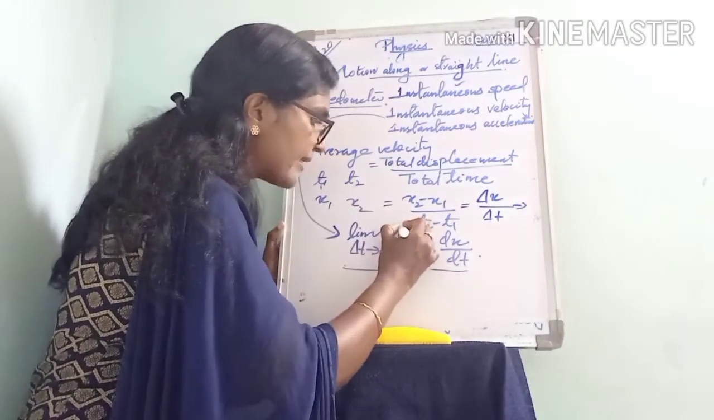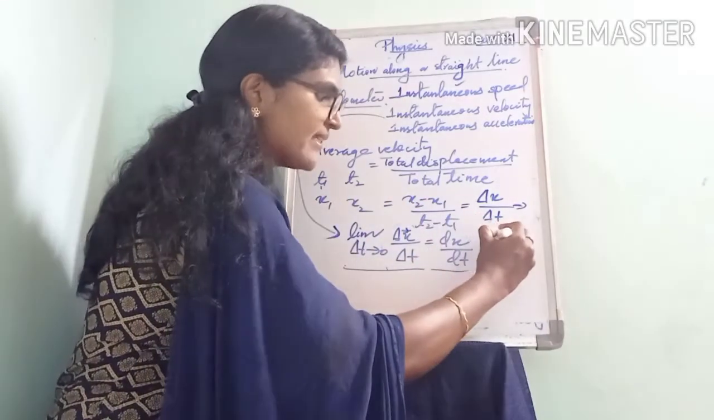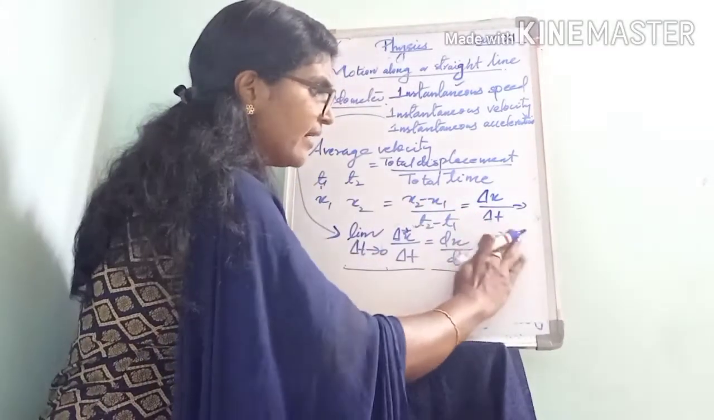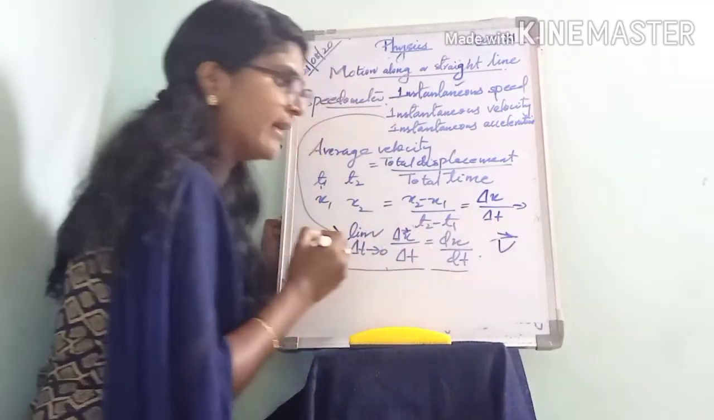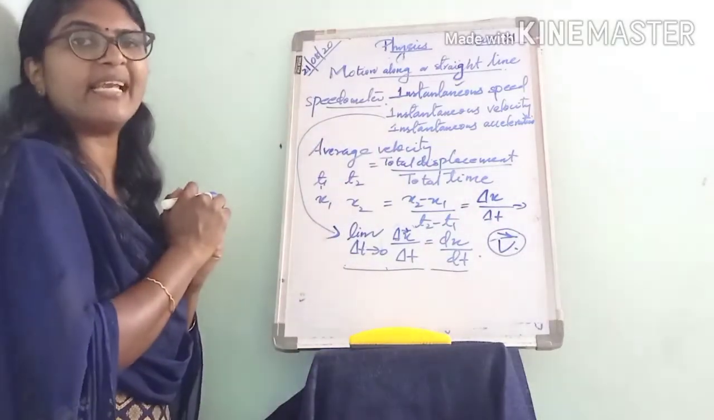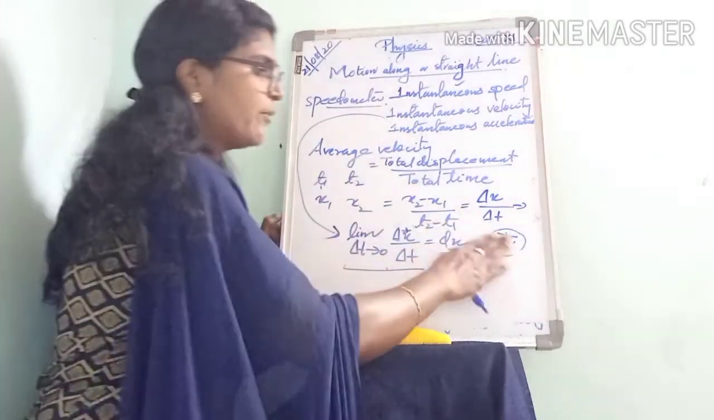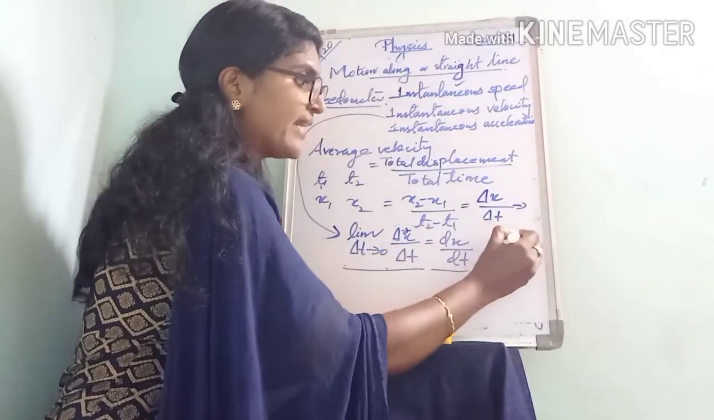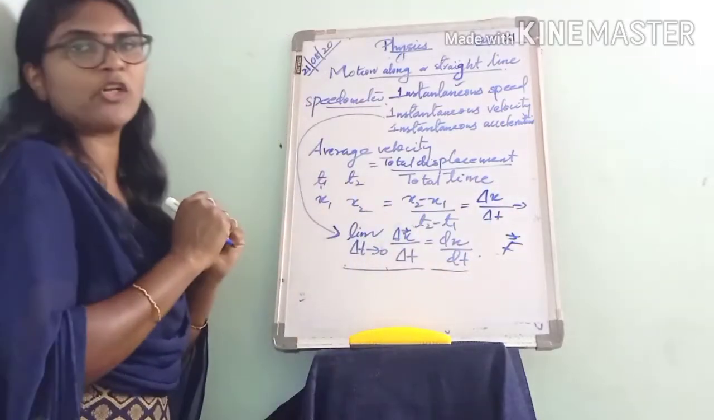To differentiate this instantaneous velocity from the instantaneous speed, I will put the vector symbol here. Vector quantities are represented by a straight line with an arrow. Suppose this is velocity; if we put an arrow here, it indicates it is a vector quantity. Suppose the force is represented as F; if you put a straight line with an arrow, this indicates force is a vector quantity.